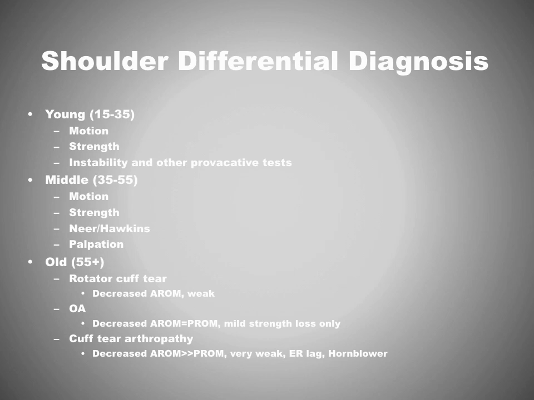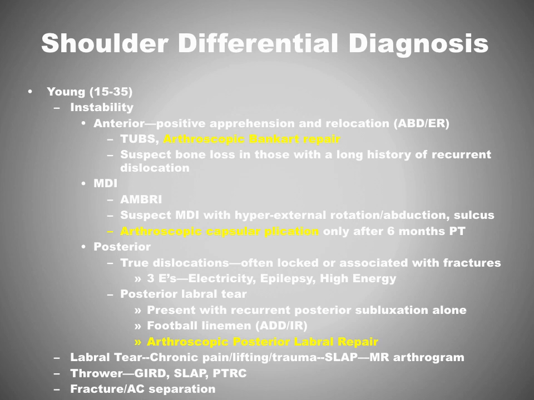Cuff tear arthropathy patients will have dramatic differences in their active range of motion, but oftentimes their passive range of motion is pretty good because their cuff's gone, they're not very stiff. These patients will be very weak, they can have external rotation lag, and they can have a hornblower sign.